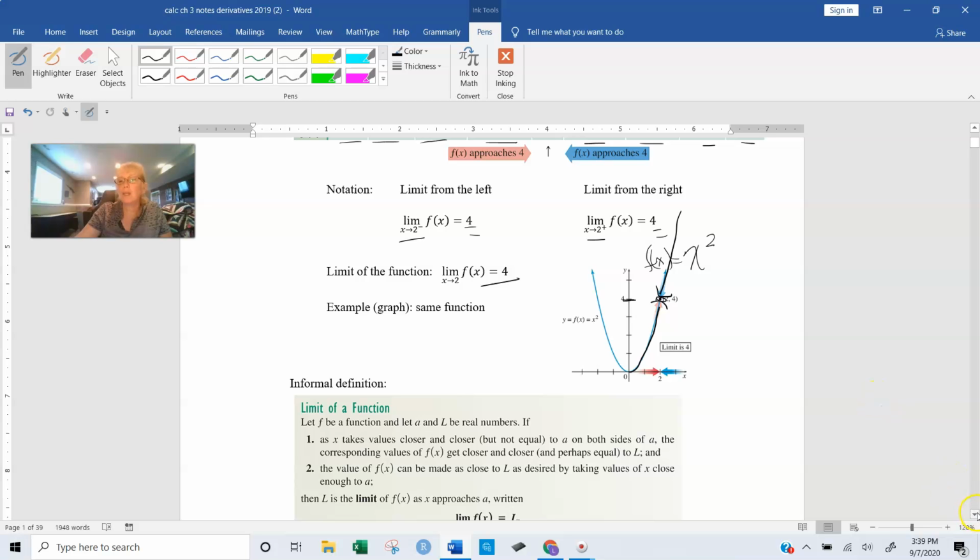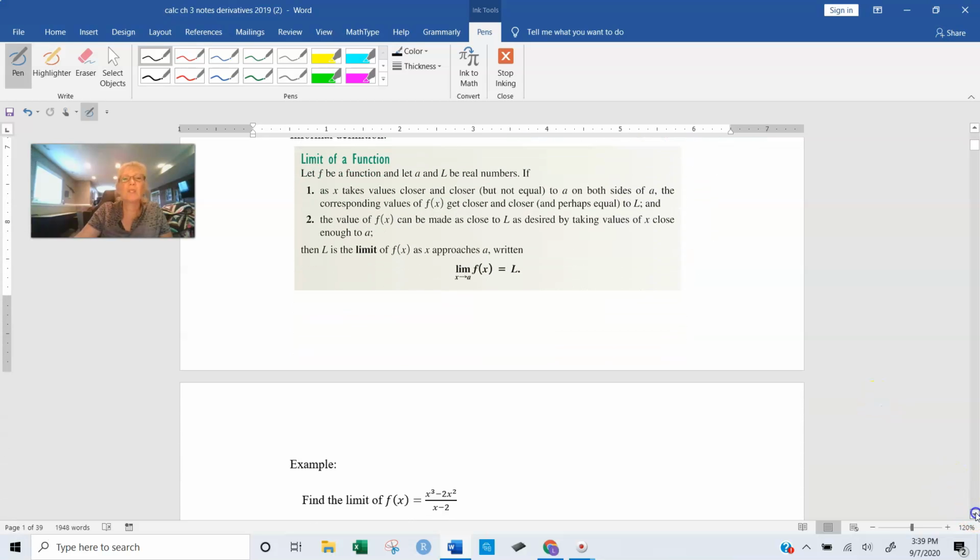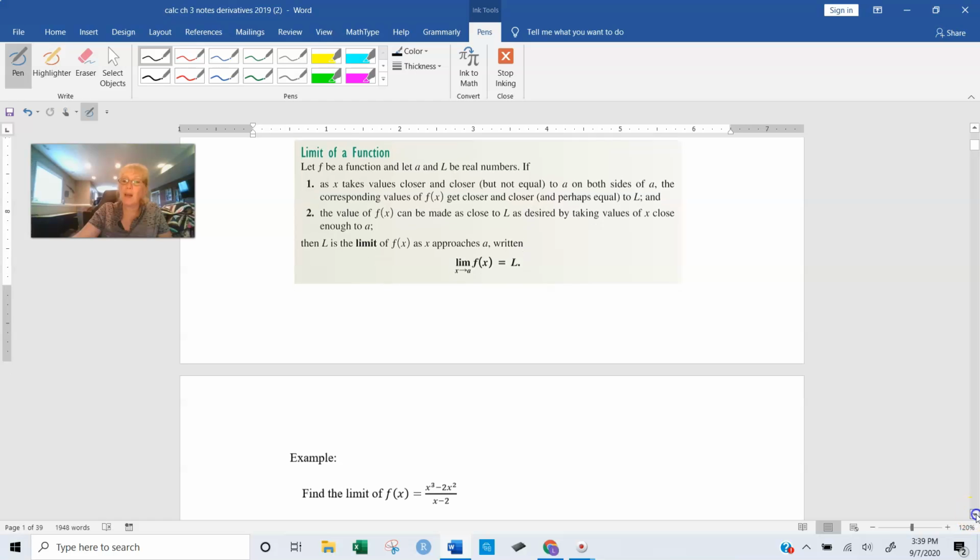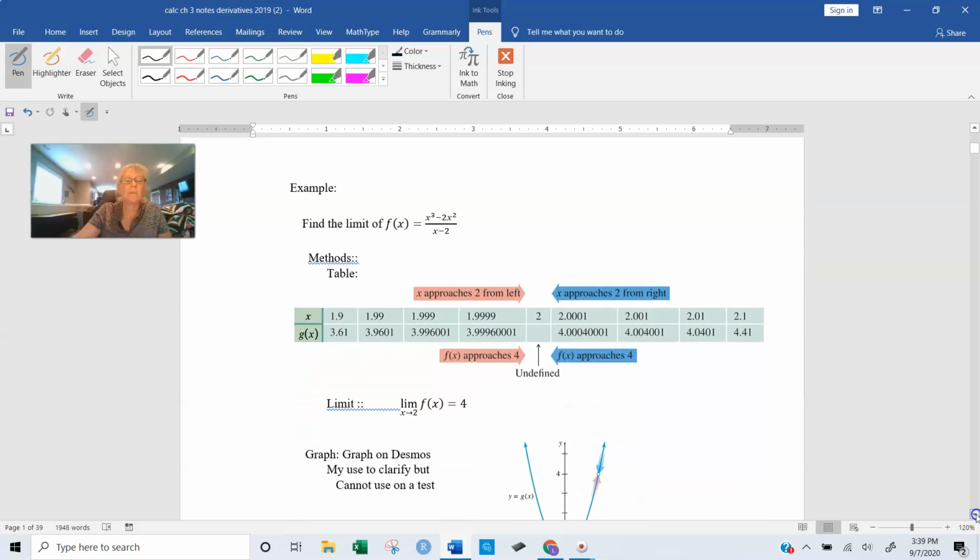All right, and that's what these words are right here. They're just saying as you get closer and closer to the value from the left and from the right, if it equals the same number, L, then it has a limit. If it doesn't equal the same number, it does not have a limit, and it may or may not equal the L. So it doesn't actually have to have a value at that side.